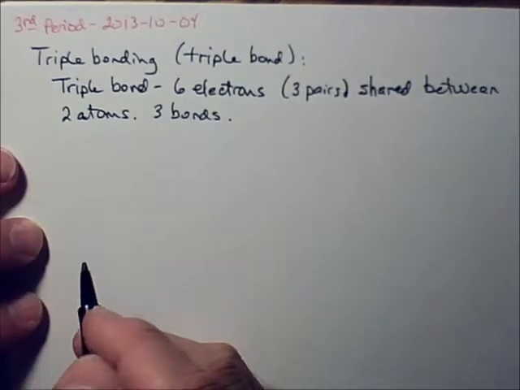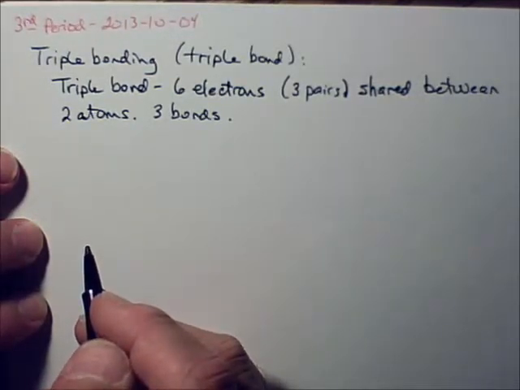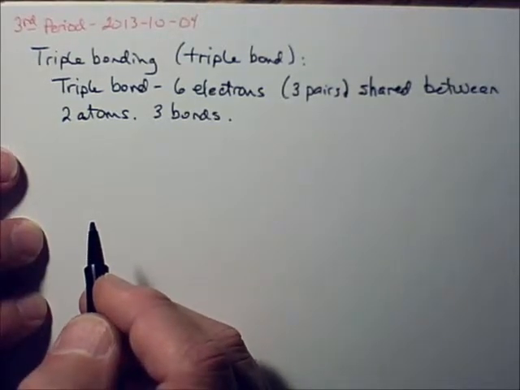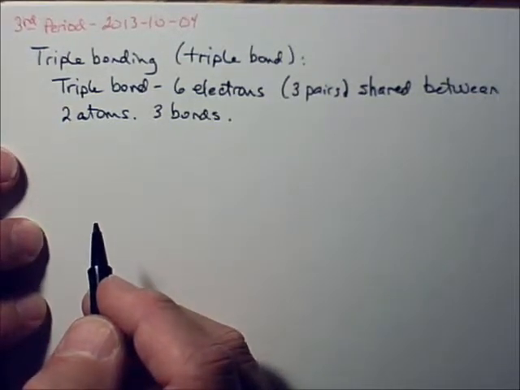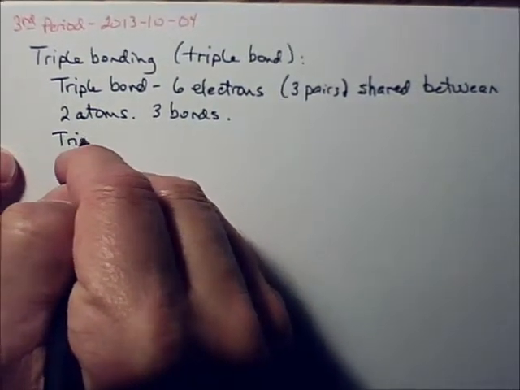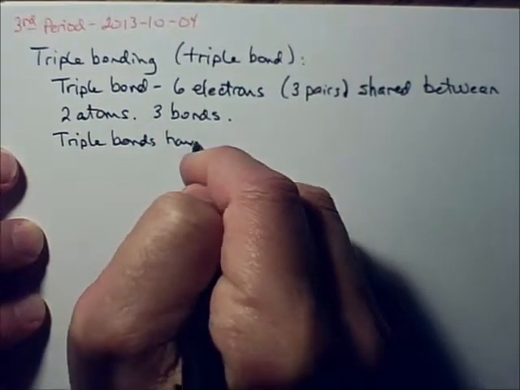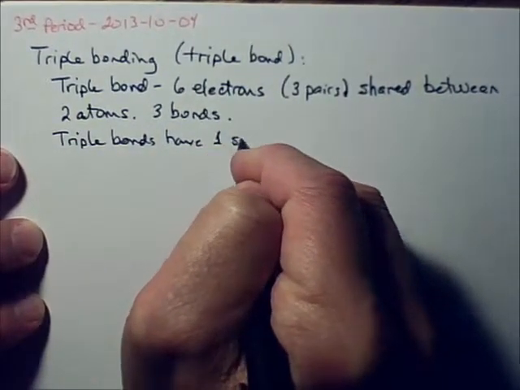Recall that a double bond has 1 sigma and 1 pi bond. If you have your model of formaldehyde in front of you, take a look at the double bond. There's a sigma bond in the middle, and there's a pi bond around the outside. So a double bond has 1 sigma and 1 pi bond. Okay? A triple bond has 1 sigma bond.